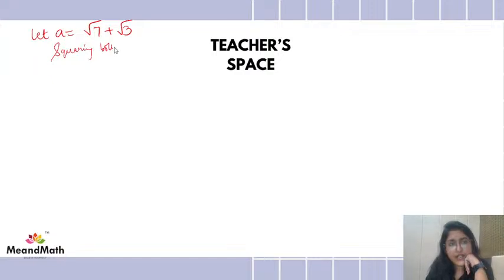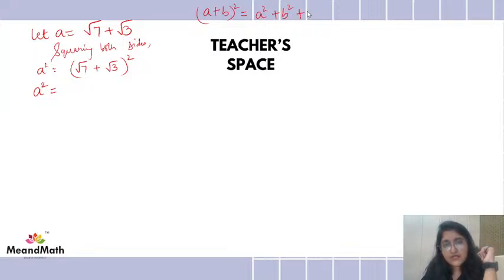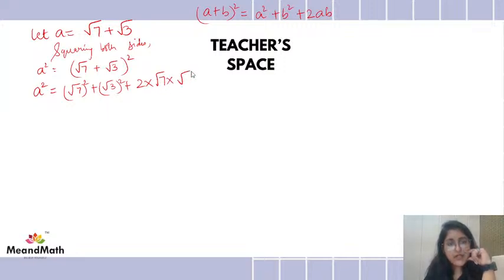Squaring both sides. When I square both sides, A square is equal to root 7 plus root 3 whole square. Right? So what will we do now? For A plus B whole square, we will use this formula. A plus B whole square is equal to what? A square plus B square plus 2AB. All right. So we'll use the formula here: A square plus B square plus 2 times A times B.